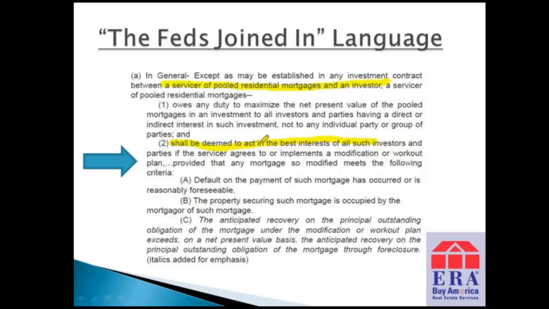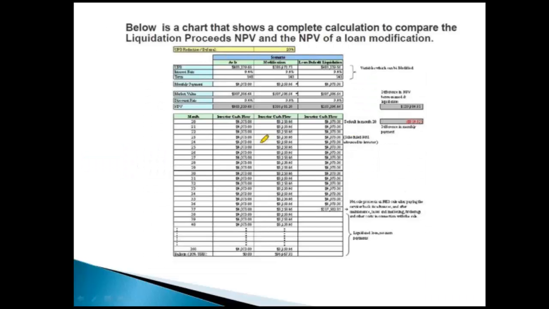Unfortunately for the homeowner, whether or not you deserve to have a modification is really not up to that. It's really as to whether or not the investors are going to make more money or less money by modifying your loan. Oh, you know what? Here, what we're looking at right here, Chase, is the actual calculation that they use to determine if it's in the best interest of the investor or not.